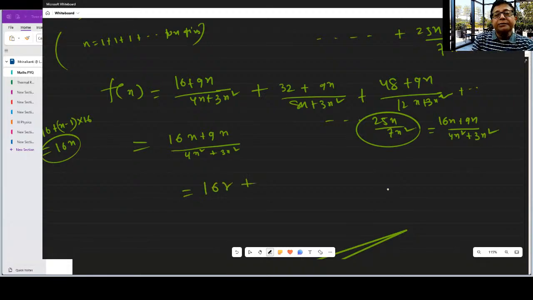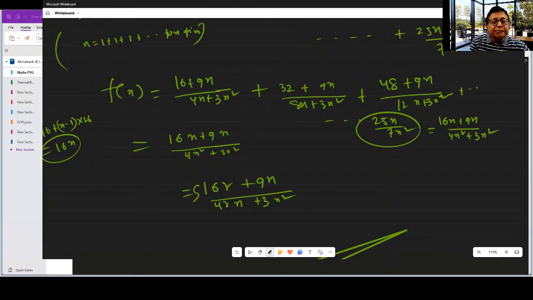16 are 9n and r's coefficient, fourth coefficient also. I mean n square coefficient down. It is 4rn plus 3n square. Clear? Done?